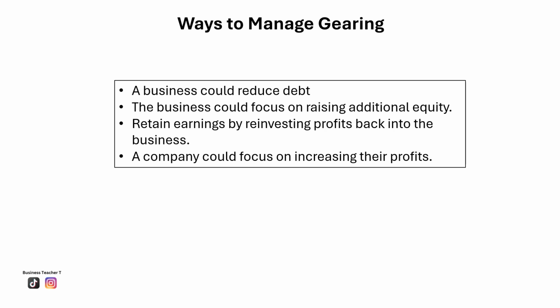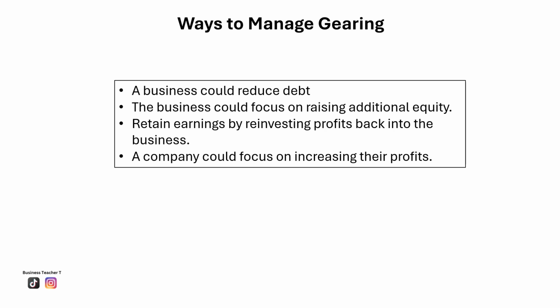Ways to manage gearing. Companies often need to manage their gearing to ensure that they maintain a balance between financial risk and growth opportunities. High gearing can mean more risk, but low gearing might limit the company's ability to expand quickly. There are a number of ways that companies can manage their gearing ratio. Reducing debt. One way to reduce gearing is by paying off long-term debt. This could be done by using profits, issuing new equity, or selling non-essential assets.